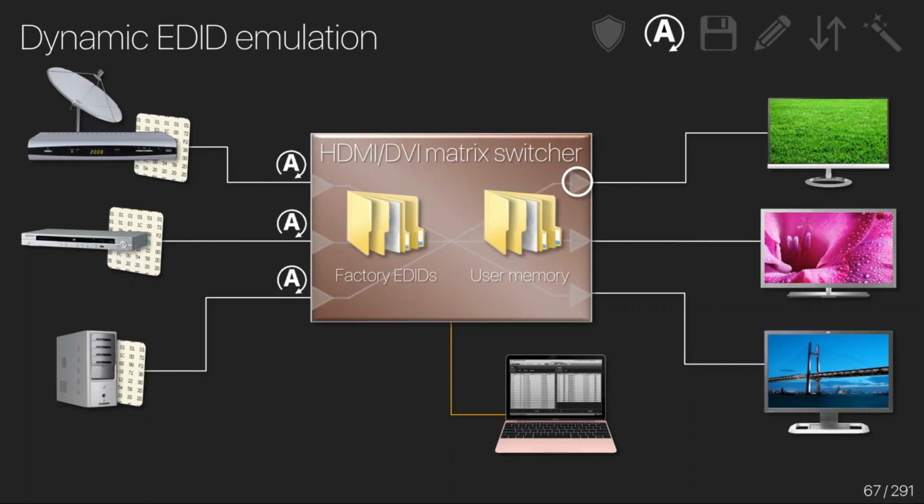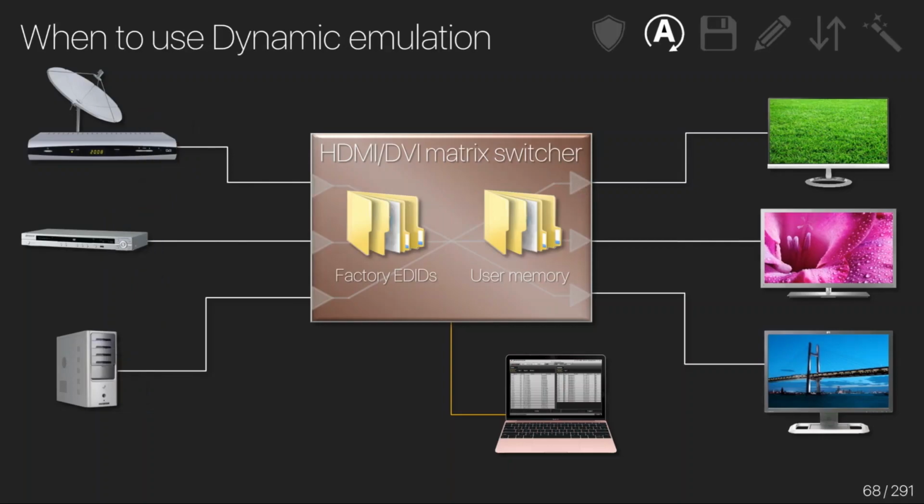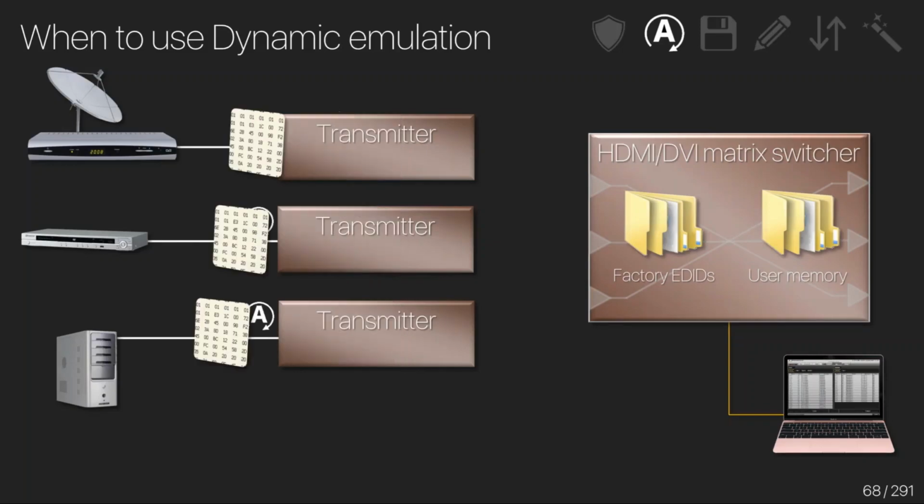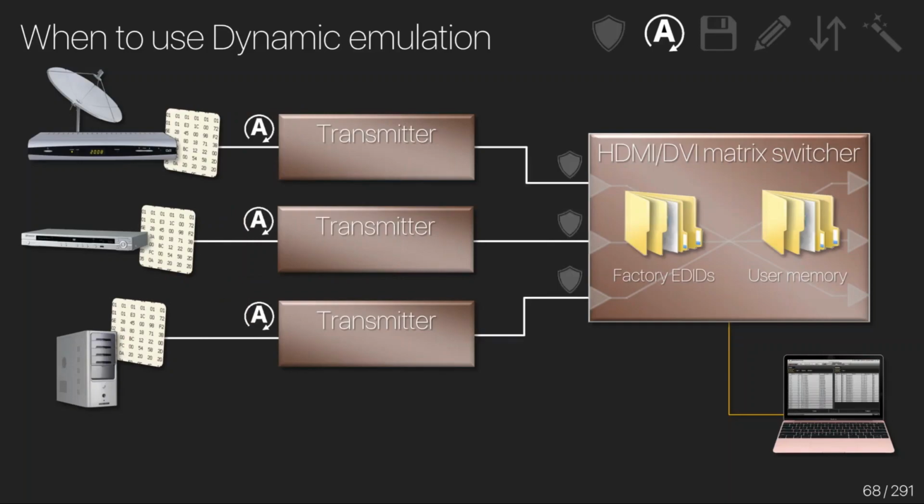Let's say we've got a more advanced system where it's not just a matrix switcher, but we're using some transmitters to extend the signal, and these transmitters are smart and they have their own EDID emulation capability. Well, if we use dynamic emulation on here, further up the signal chain towards the source device, we can push these EDIDs across, and let's say we want to then change the EDID.